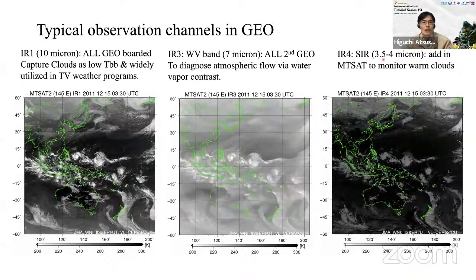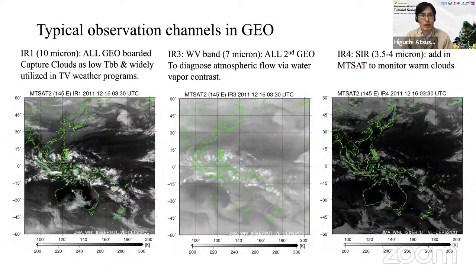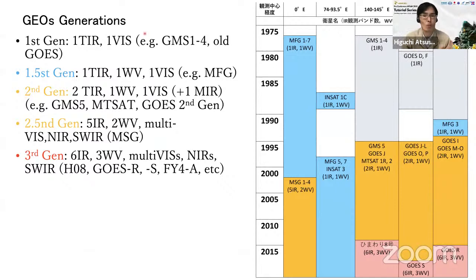Okay. So now, the generations of geostationary satellites. The first generation has only one thermal infrared and one visible, only two channels. The 1.5 or 2.5 generation has one TIR, one water vapor channel and one visible. The second generation has two TIR channels, which can apply to split window technologies, I will show later, and one water vapor and one visible. The third generation I will show later.